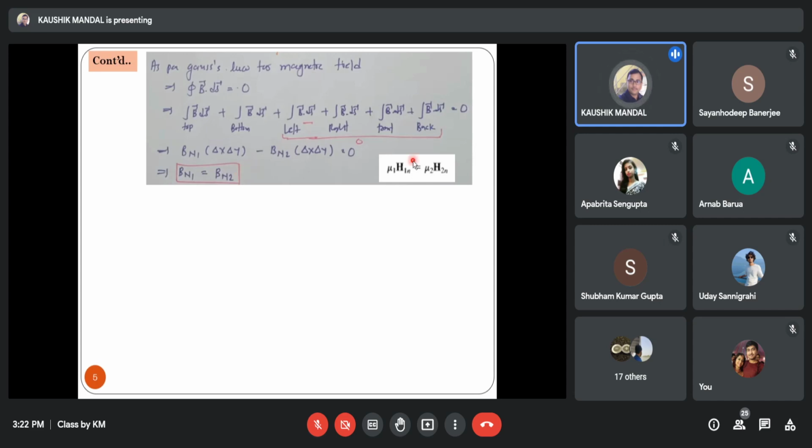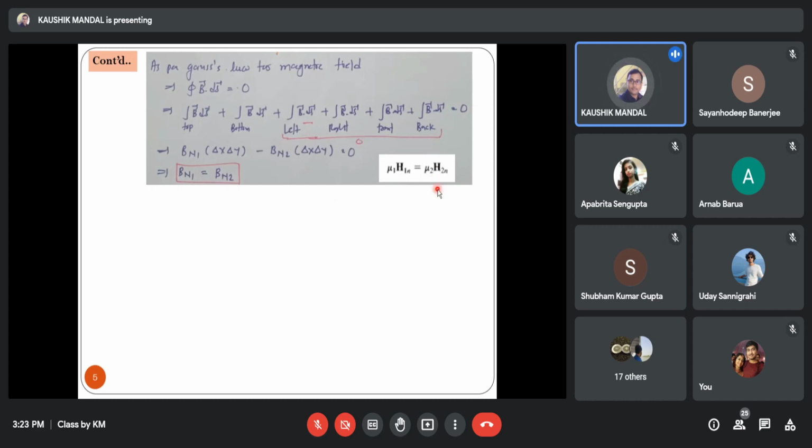But what will be the relation between the magnetic field intensities? That will be the ratio of the permeabilities. We know the relation between B and H: B equals mu H. So Bn1 equals mu1 into H1n, and Bn2 equals mu2 into H2n. So if you find the relation, H1n by H2n equals mu2 by mu1.